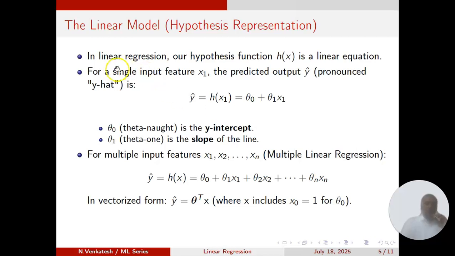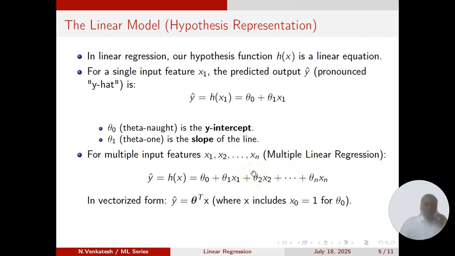Okay, so when you have multiple input features, we call that a multiple linear regression problem, where the equation you get is a hyperplane, that is theta naught plus theta 1 x1 plus theta 2 x2 plus so on, theta n xn. That is the hypothesis representation. In vector form you can write it as a column vector of thetas times x. So this is multiple linear regression.